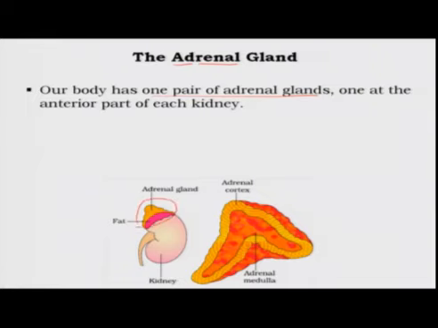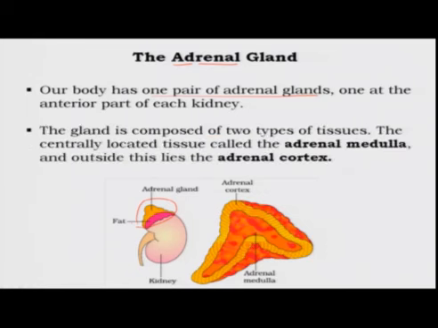This is a magnified image of the cross section through the adrenal gland, and it shows you that the adrenal gland is made up of two structures. The inner core is called the medulla and the outer layer is called the cortex. These two are not only structurally different, they are also functionally different because they produce different kinds of hormones, as we shall see.